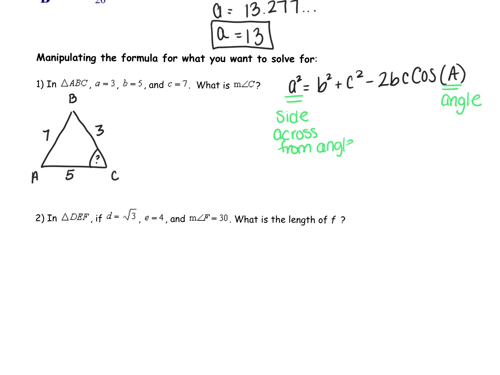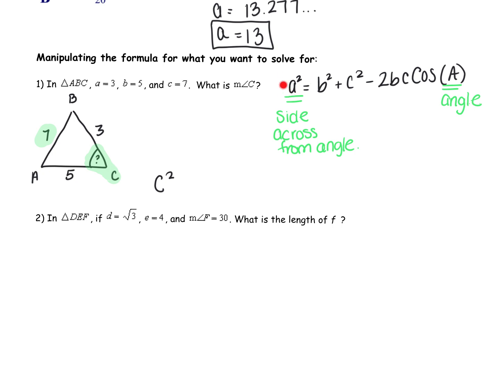Right? Because that's the relationship between capital A, the angle, and its side, lowercase a. But if you look in this problem, this is the angle that I'm given, which is angle C, and the side across from angle C is 7. So in this formula, we're going to set it up with C squared coming first, because that's the side across from the angle that's given.